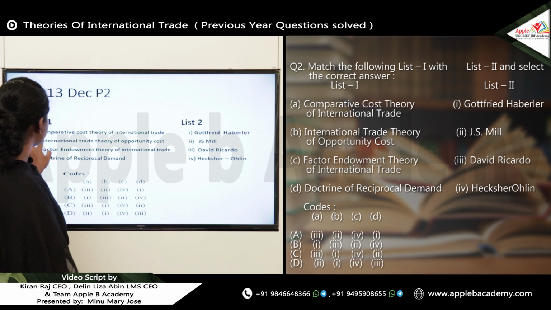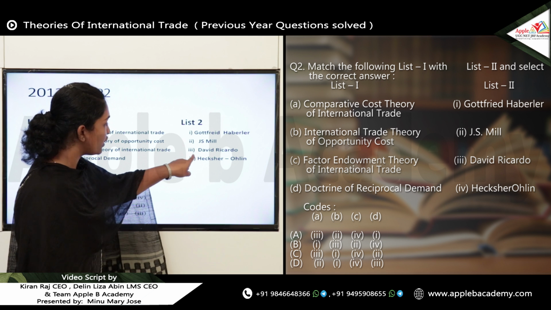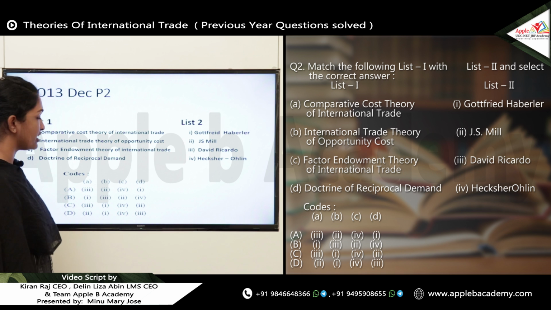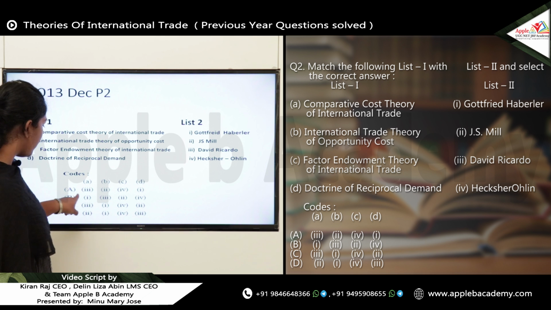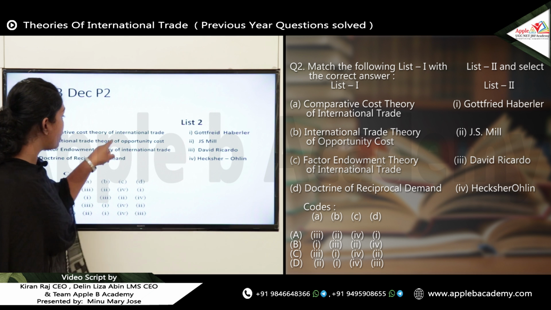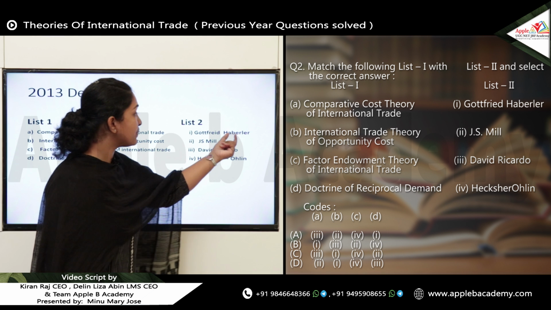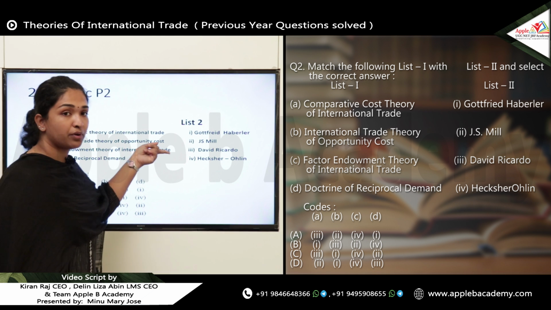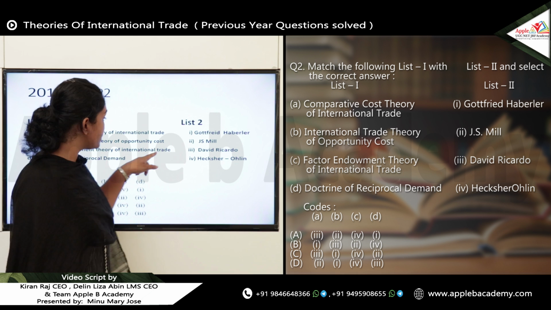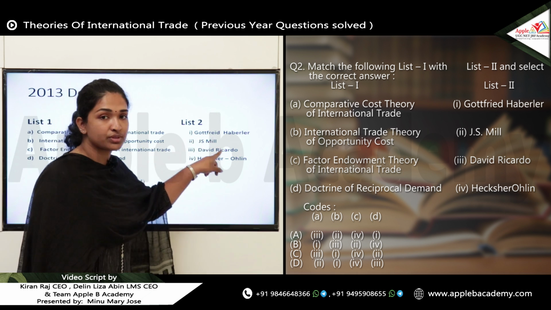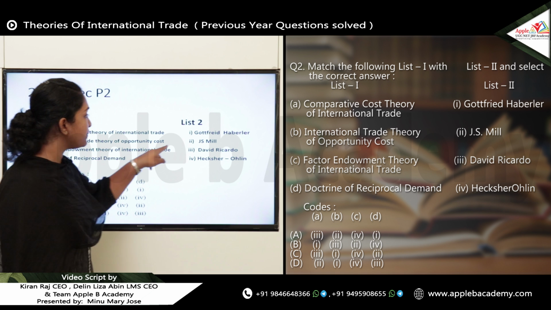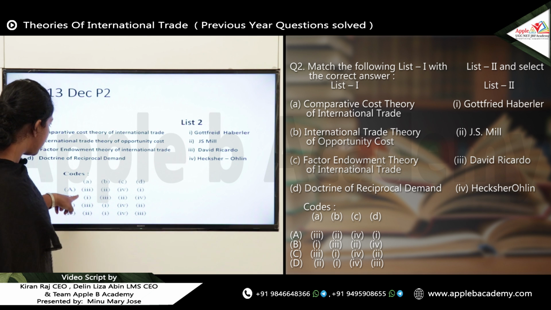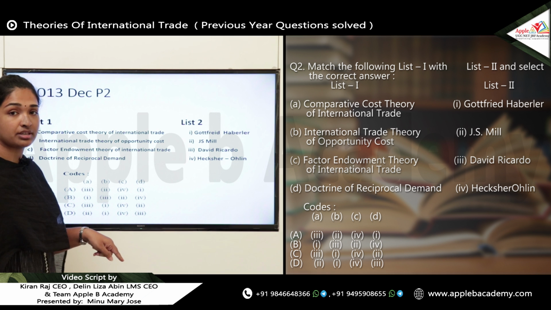Matching option A, the comparative cost advantage theory of international trade, we already know that David Ricardo was the proponent of that theory. So A can be matched with option 3 from list 2. Then B, the international trade theory of opportunity cost. The opportunity cost theory of international trade was given by Haberler, that is Gottfried Haberler. We have to note that as additional information here. So B can be matched with option 1 in list 2.